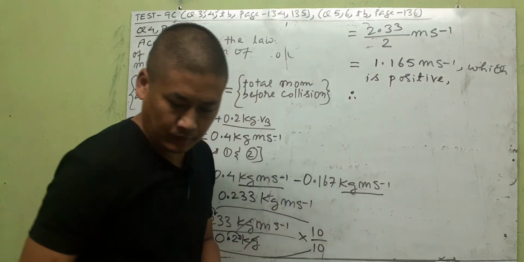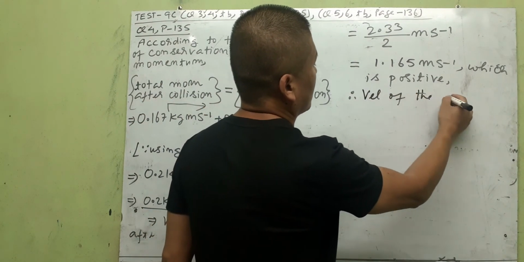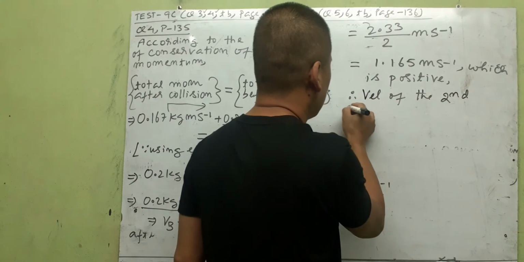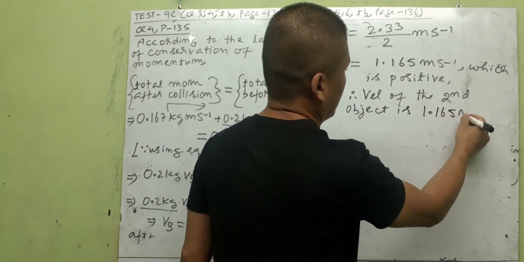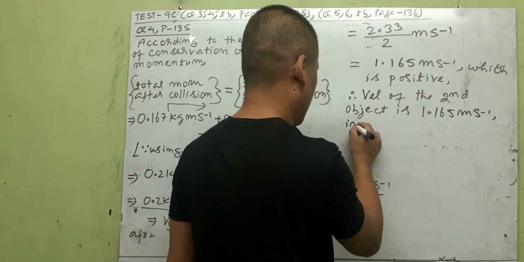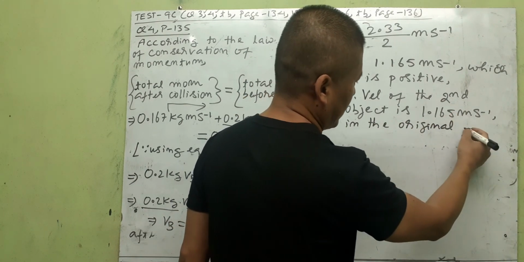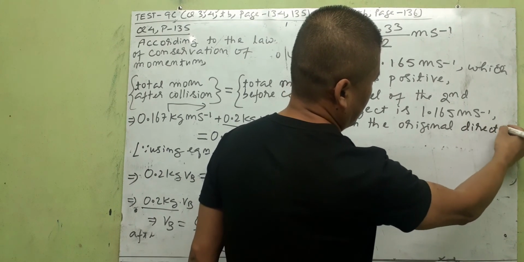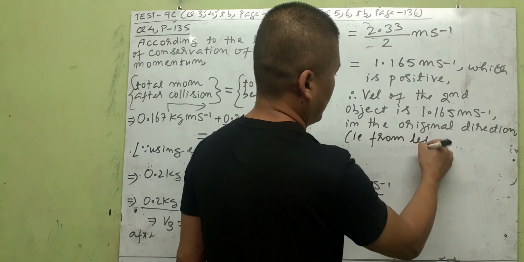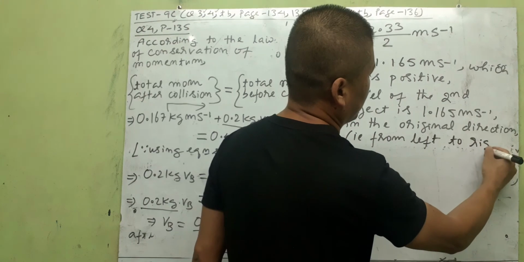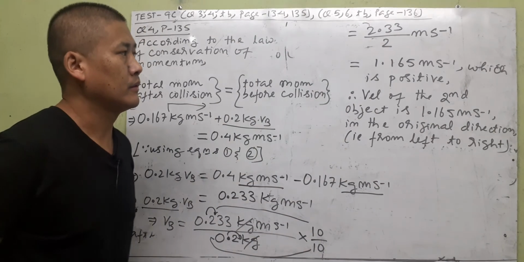Therefore, determine the velocity of the second object. So the velocity of the second object is 1.165 meter per second in the original direction, because it's plus, so it's still moving in the same direction, that is still from left to right. It was moving from left to right before collision. After collision also it's plus, so it will be moving from left to right.